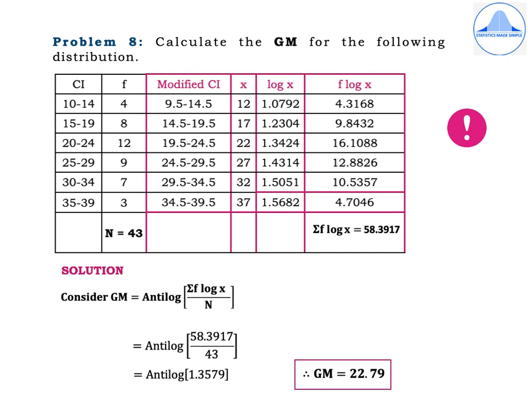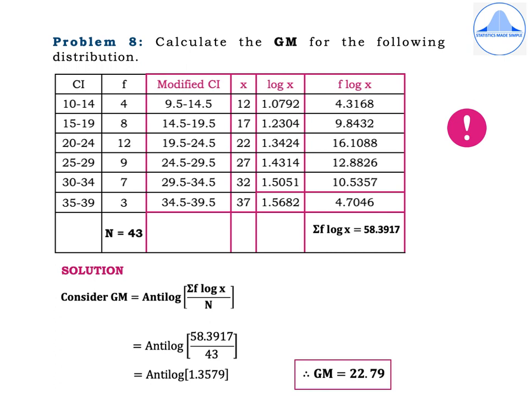Problem 8. Calculate the geometric mean for the following distribution. The class intervals are 10 to 14, 15 to 19, 20 to 24, 25 to 29, 30 to 34, and 35 to 39. The frequencies are 4, 8, 12, 9, 7, and 3. Now calculate capital N, which is equal to 43. Now observe that the class intervals are in the inclusive form, and the next important step is to find out the class intervals in the exclusive form. That is, we have to obtain the modified class intervals.